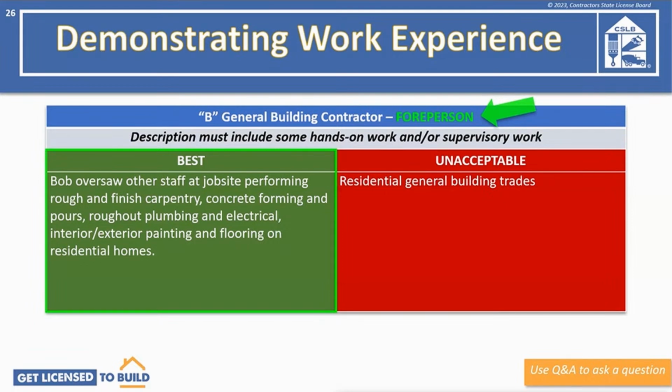For foreperson experience, the description must include some hands-on work and/or supervisory work. Here's an example of the best type of description. Bob oversaw other staff at job site, performing rough and finish carpentry, concrete forming and pours, rough out plumbing and electrical, interior and exterior painting, and flooring on residential homes. Again, an unacceptable description would be something generic like residential general building trades.